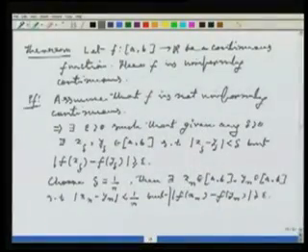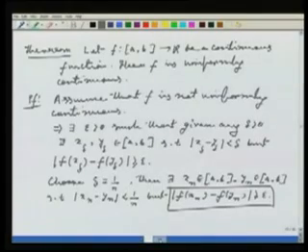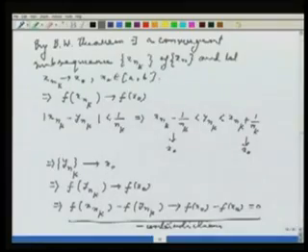Okay. But if you look back, the condition on f(x_n) and f(y_n) was this, that it is bigger than or equal to epsilon for all n. But in that case, it cannot happen that it has a subsequence which converges to 0. But that is what I have got here, which is a contradiction. This happens because I have assumed that f is not uniformly continuous. So it follows that f is uniformly continuous.